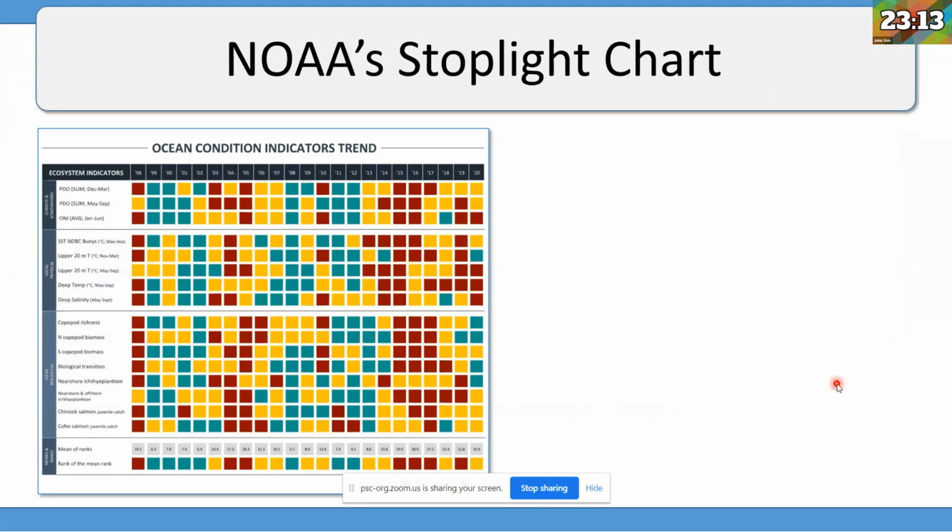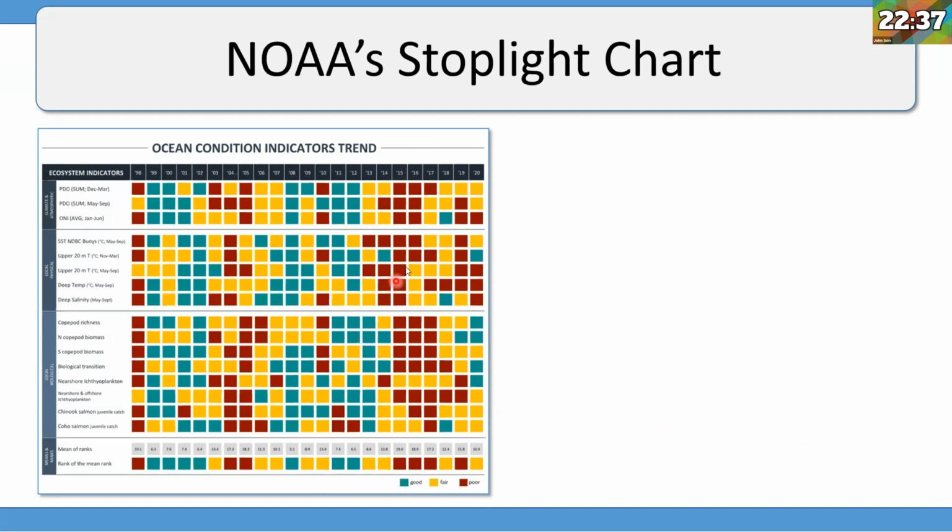If you haven't heard of or seen the NOAA stoplight chart, this is what we're talking about. It's a pretty basic concept. Along the left here are different indicators of some condition in the ocean. It could be a local physical thing, it could be a large-scale thing, it could be a biological metric, but they're just different indicators of ocean conditions. And then across the top are different years. Within each indicator, we just color code those cells to represent good, fair, or poor conditions as they pertain to salmon.